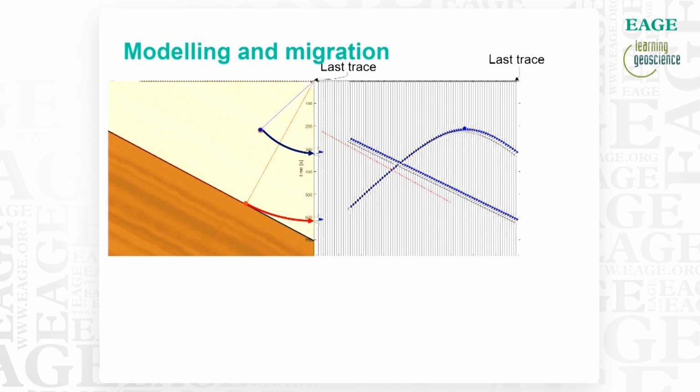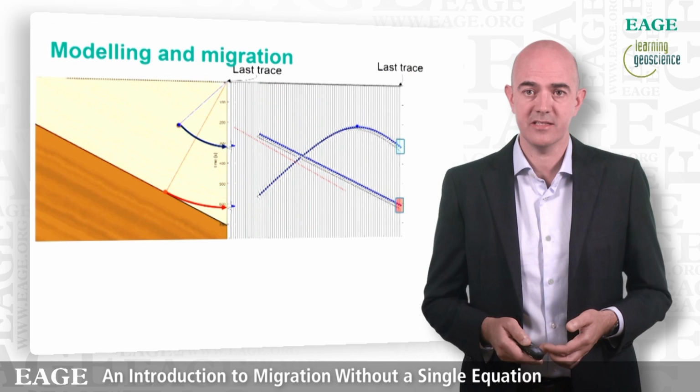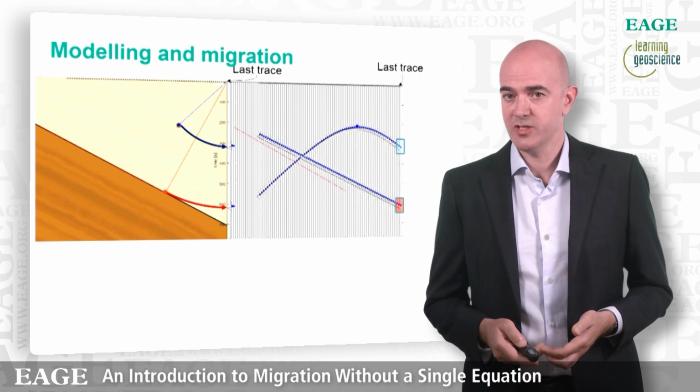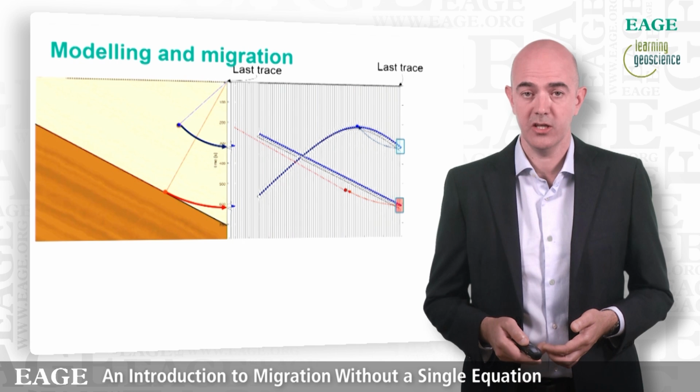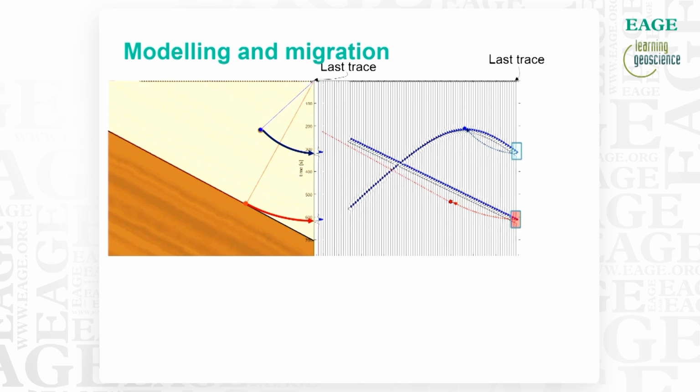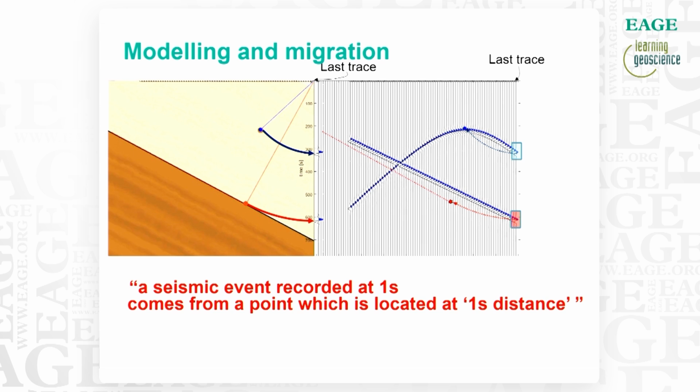But when we look at the recorded traces, and we look at the last trace, the very same trace, and we have to put those events back to their originating points, well, in this case, we can just reverse the path. We can use a migration path, which is the inverse of the modeling path. But again, in reality, we do not know the migration path and the modeling path. So let me tell you the only thing that we know about those events. When we have an event recorded at 1 second, the only thing that we know is that that event comes from somewhere at a 1 second distance. It looks maybe a bit disappointing because it's not much information, but this is the basic of migration.